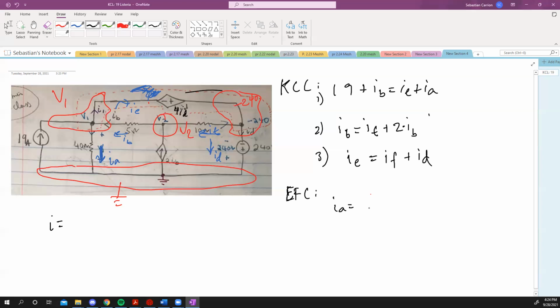Yeah, so for IA, you're going to have V1 minus 0 over 40, or V1 over 40. For IB, it's V2 minus V1 over 5. You said V1. Oh, because you're going from right to left, right? So it's V2 minus V1 over 5, right? Okay. For IF, it would be negative 240 minus V2 over 10.